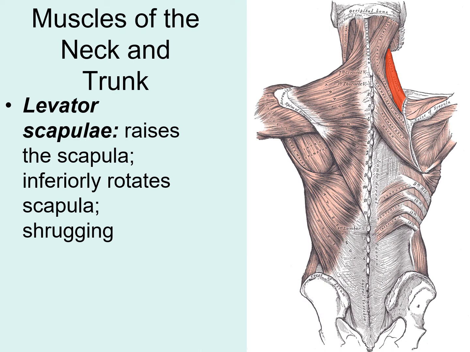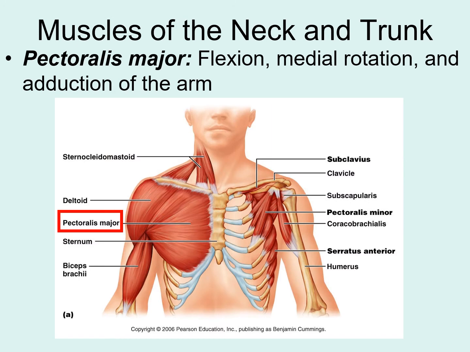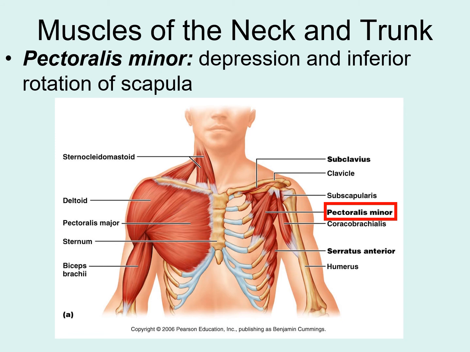The levator scapulae raises the scapula, inferiorly rotates it, kind of those movements you see when you're shrugging your shoulders. So this would be the muscle right here. Pectoralis major is involved with flexion, medial rotation, and adduction of the arm. As you can see, it is highlighted. And then the pectoralis minor is involved with depression and inferior rotation of the scapula.